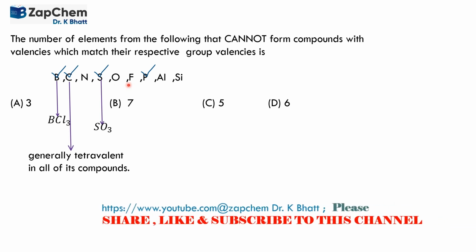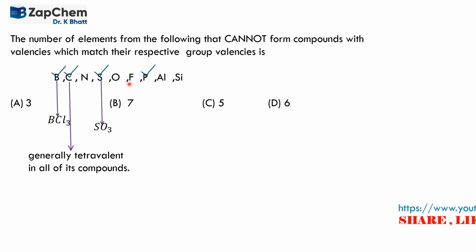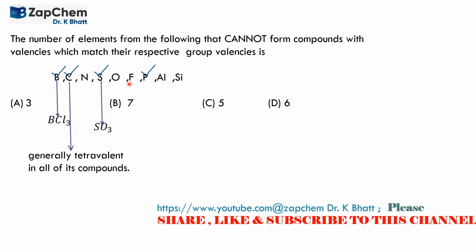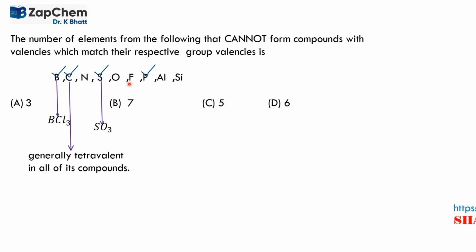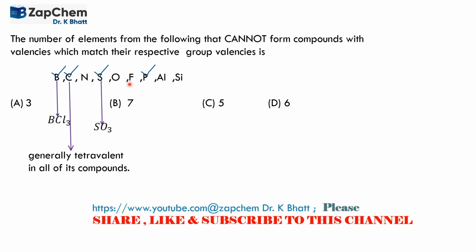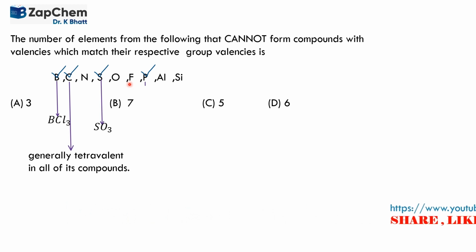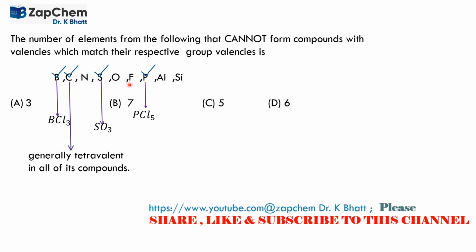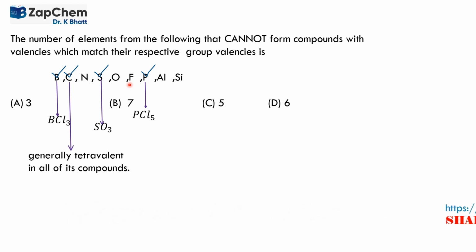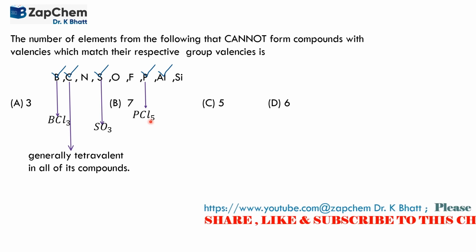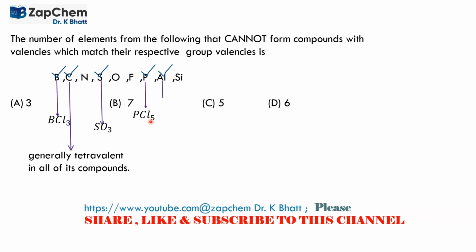Fluorine is shown in the 7th group, but it doesn't show usually a valency of 7. Observe. Of course, interhalogen compounds are an exception, where it shows a valency of 7. But usually the valency of fluorine in most compounds is 1. Phosphorus is in group 5, and the valency of phosphorus is represented in PCl5, where the valency is 5.